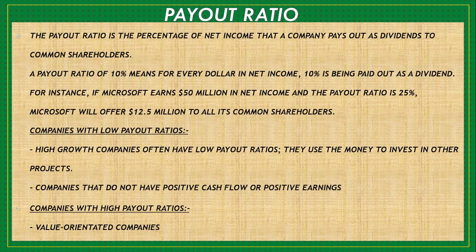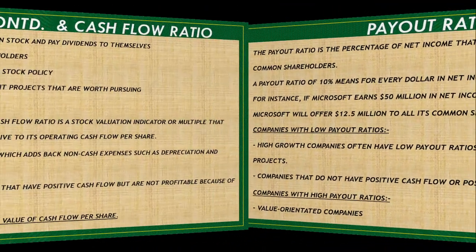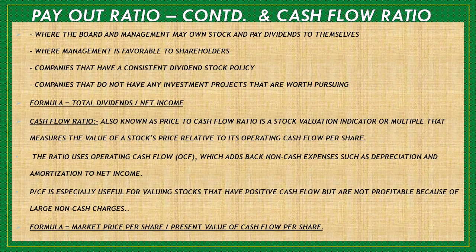Companies with high payout ratios: Value-oriented companies where the board and management may own stock and pay dividends to themselves, where management is favorable to shareholders, companies that have a consistent dividend stock policy, and companies that do not have any investment projects that are worth pursuing. Formula: total dividends divided by net income.